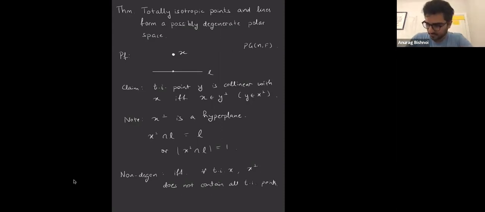So we have x, we have this hyperplane x perp, which contains x. It also contains a lot of other points, but it should not contain all of the totally isotropic points. There should exist some y such that y is in y perp, so y is totally isotropic, and y is not in x perp. So for all x, there must exist some y with this property, and then it will be a non-degenerate polar space. Okay.